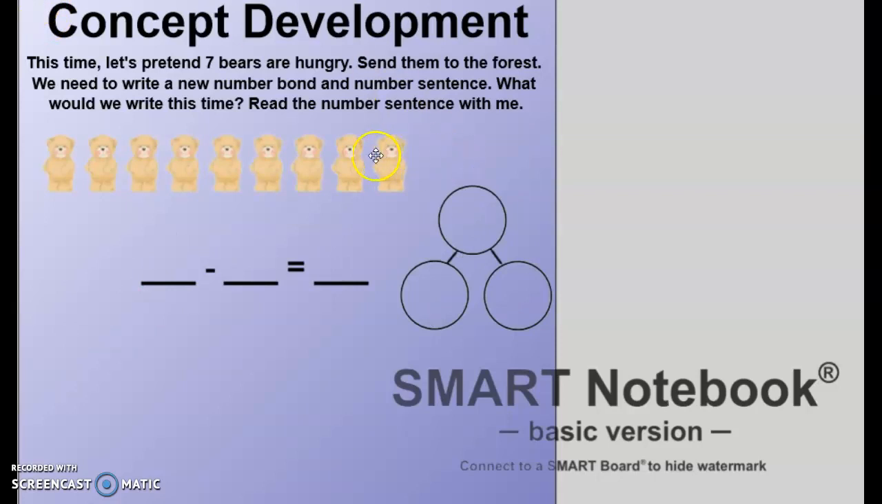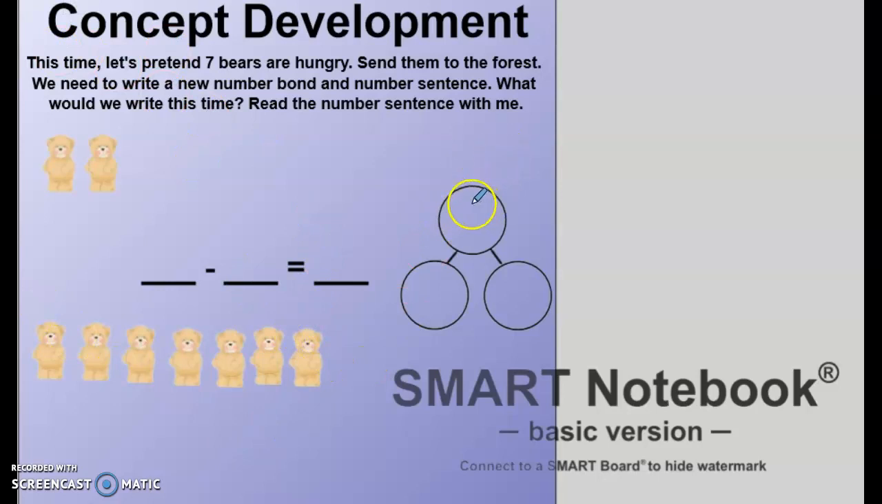Oh my goodness. So 7 bears left this time. 1, 2, 3, 4, 5, 6, 7. Wow, that's a lot. I want you to pause me completely and write your number bond and number sentence. Go ahead. All right, so remember, when you're writing your number sentence, you're going to want to remember that it's whole minus how many bears walked away, so your one part, equals how many bears are left at home, which is your other part. Let's see what we've got.